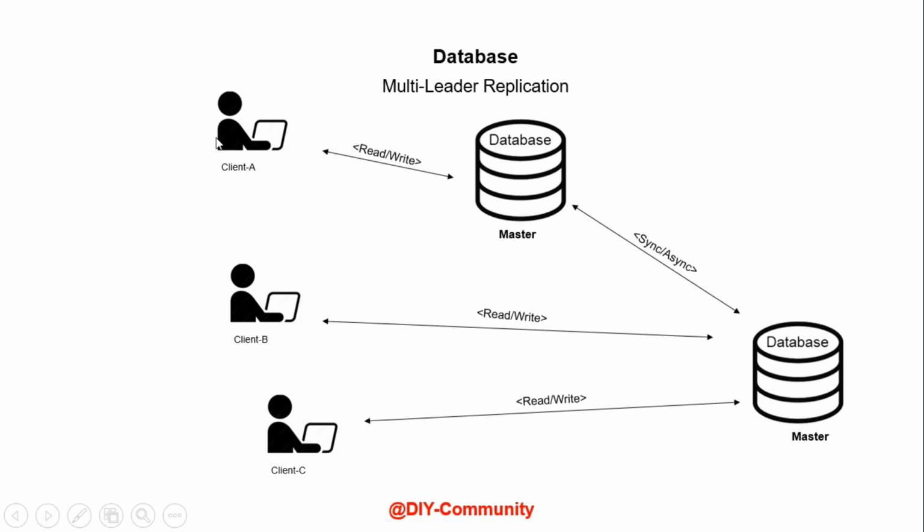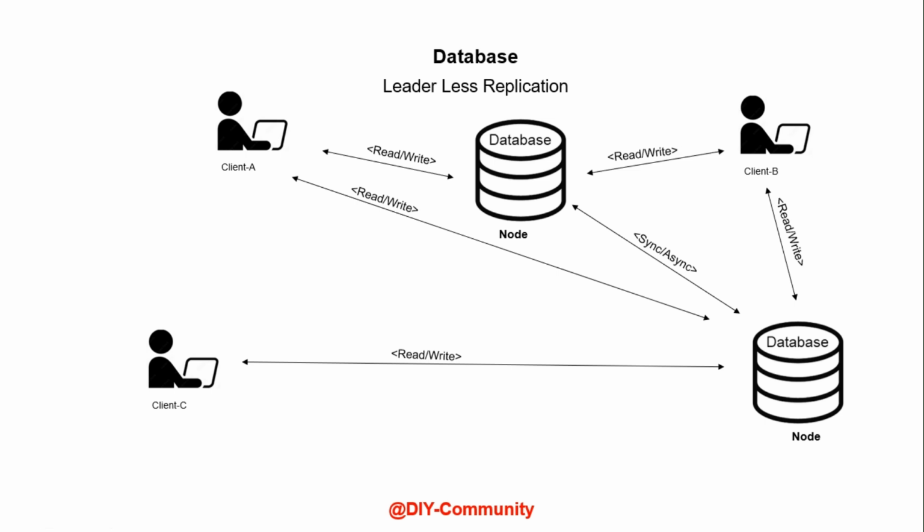In this case, client A can perform read and write operation on this master database, and it will be replicated on all other databases. And when client C has to perform read and write operation, it can choose this database and it will be replicated on all other databases. So basically it is a bidirectional replication.